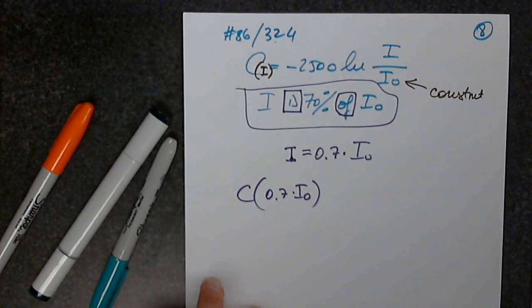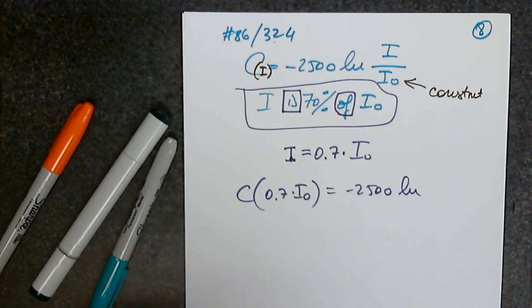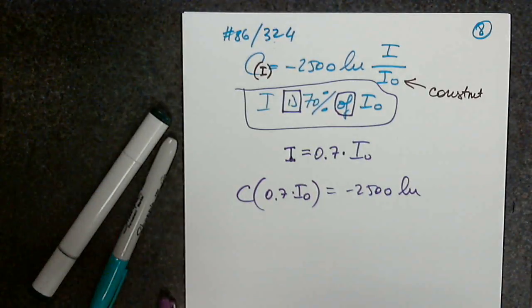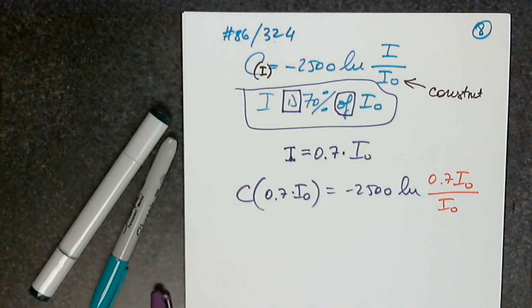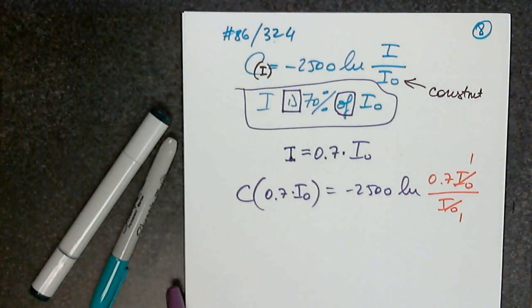How do I write that? Equals negative 2500 natural log, and now what? What goes to the top? Exactly. 0.7 I0 over I0. Exactly, because they are factors, both of them, top and bottom. Good. Now all I have to do is just plug it in. I have no idea what that is. So, I'm sorry, I meant to write negative 2500 times natural log of 0.7.